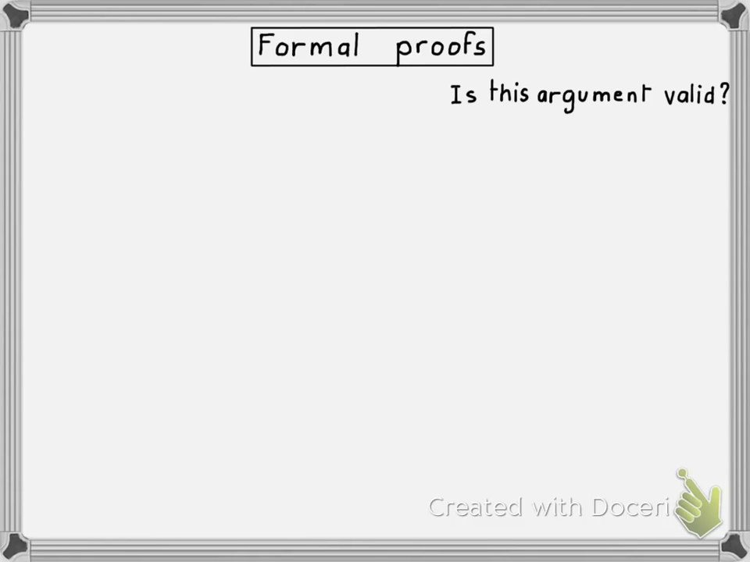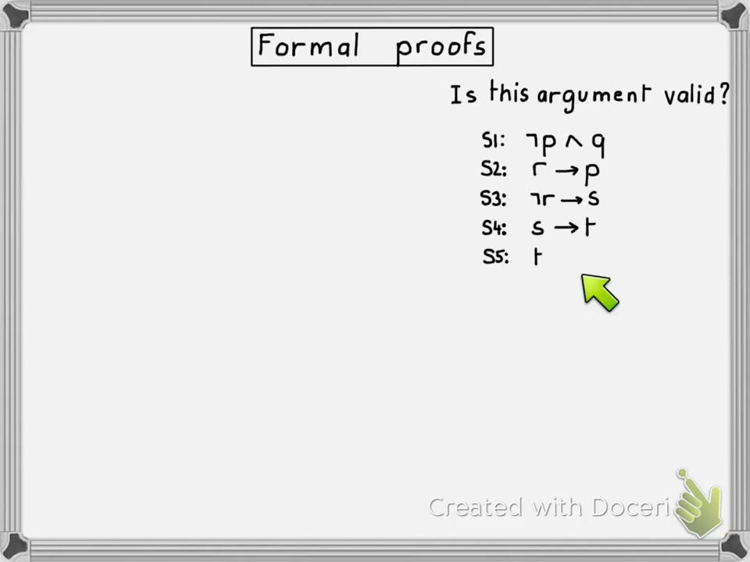complicated than the ones we've seen before. And the question is whether this argument is valid. Its first sentence is a conjunction. Its second sentence is a conditional. Its third sentence is another conditional. Its fourth one is yet another conditional. And its last sentence is the proposition T. So we claim this is an argument, meaning that the conclusion of the argument T is a logical consequence of the first four sentences or premises of the argument.